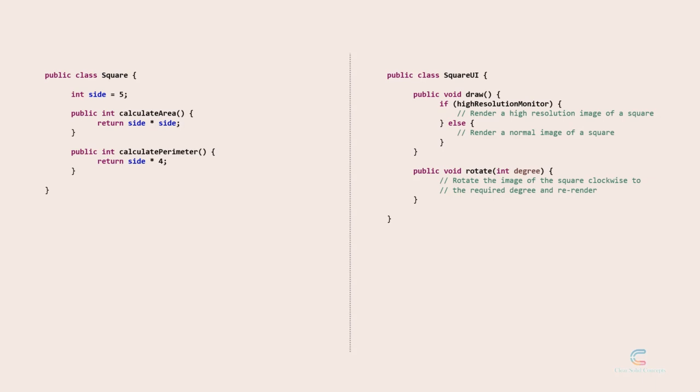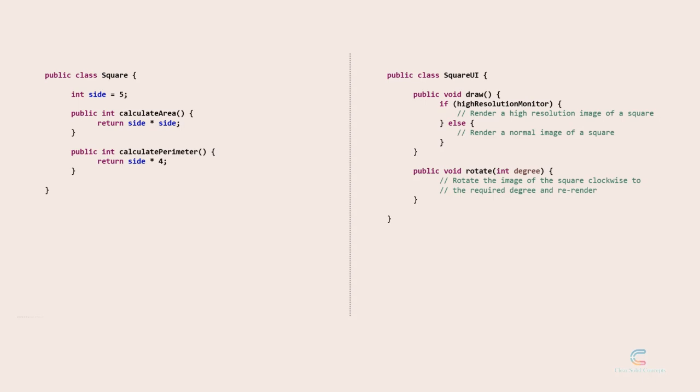I'll name the class Square UI. By doing this, even though I have split the methods into two classes, I have increased the level of cohesion in each of the classes. The two methods inside the Square class are now closely related as both of them deal with the measurements of the square. The two methods inside the Square UI class are now closely related as both of them deal with the graphic rendering of the square.